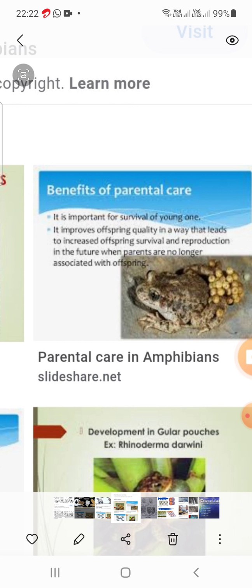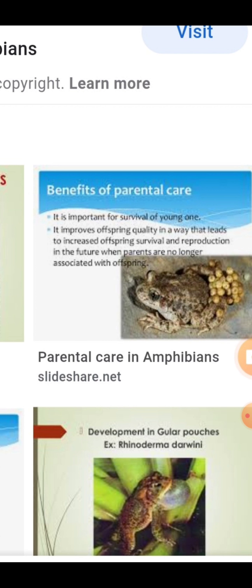How do they directly care for the eggs and young ones? Here you have to see the direct caring of the eggs and young ones, which use simple methods, such as foam nests. This is direct caring by the parents. Some species of amphibians directly care for their eggs and young ones.